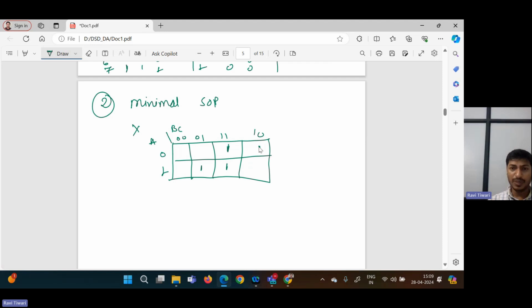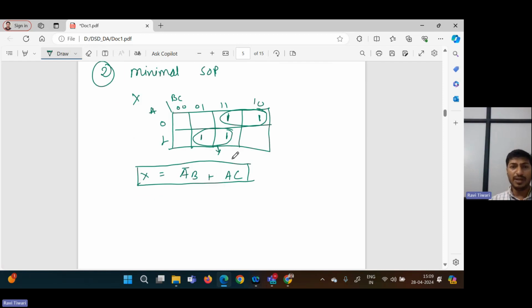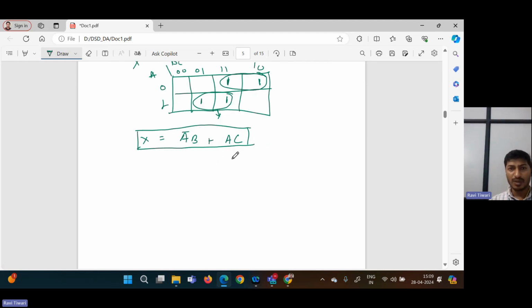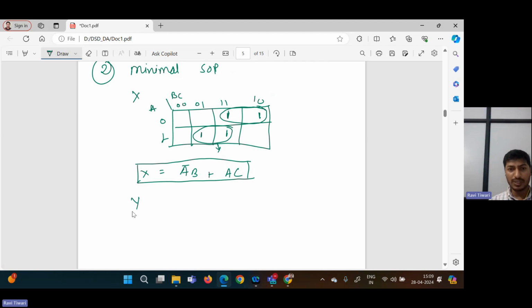So we can make a group here. One group I can make like this, another group I can make like this in the K-map. So this will give you A bar B plus, second, this one will give you AC. So this is the expression of X. This is the first part of the second step. Now we will find out the expression for Y. For Y also we have to draw the K-map like this only.